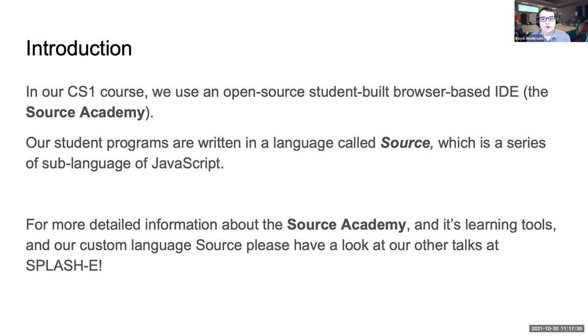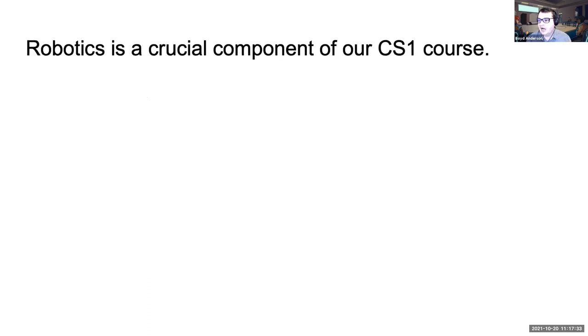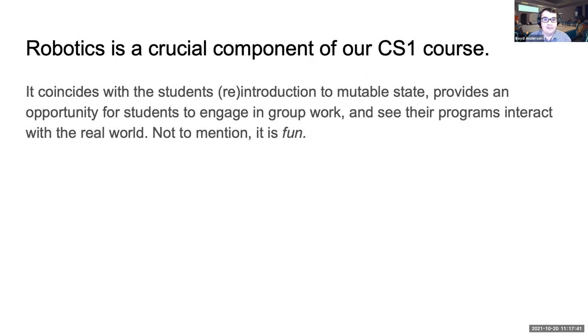Now, for our course, CS1 is a crucial component. Our CS1 course starts as a purely functional programming course. And the introduction of robotics happens at the same time. It coincides with the reintroduction of mutable state and assignment into our course. So the robots give us an opportunity to explore that. It also provides the students an opportunity to engage in group work, especially important when we're all doing online teaching, and also to see how their programs interact with and actuate the real world. And obviously, it is also quite fun.